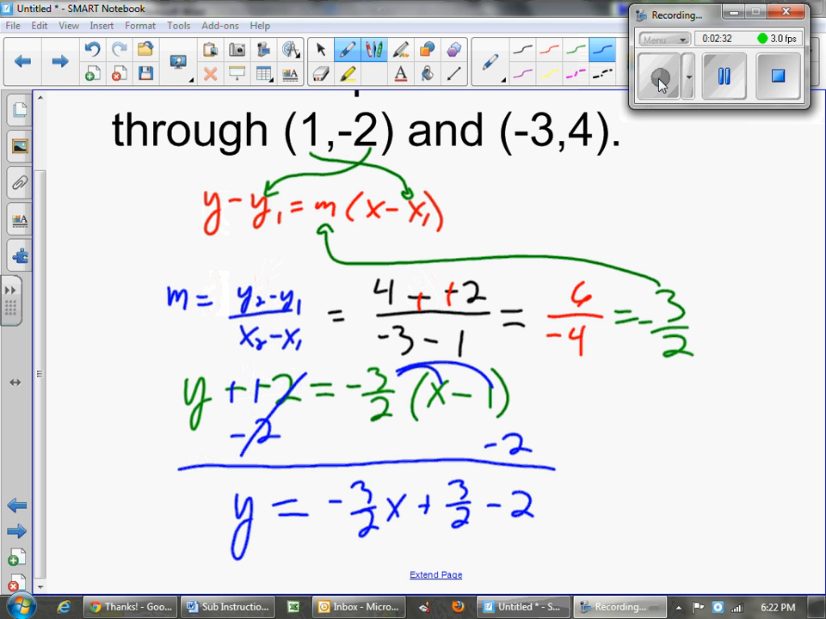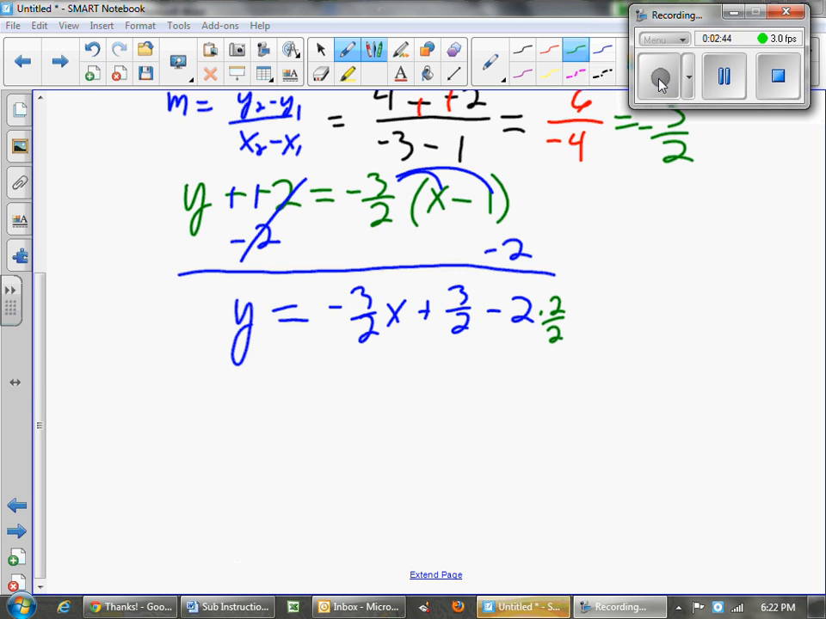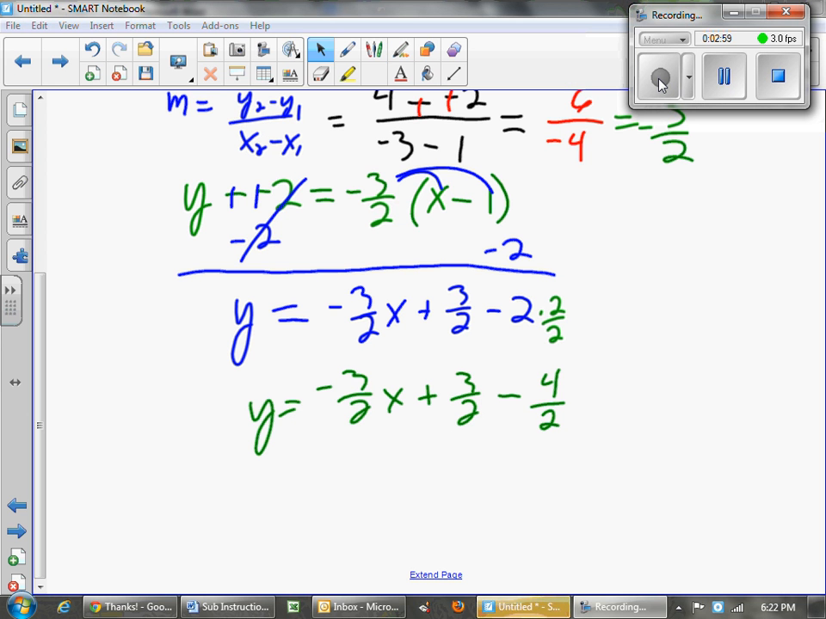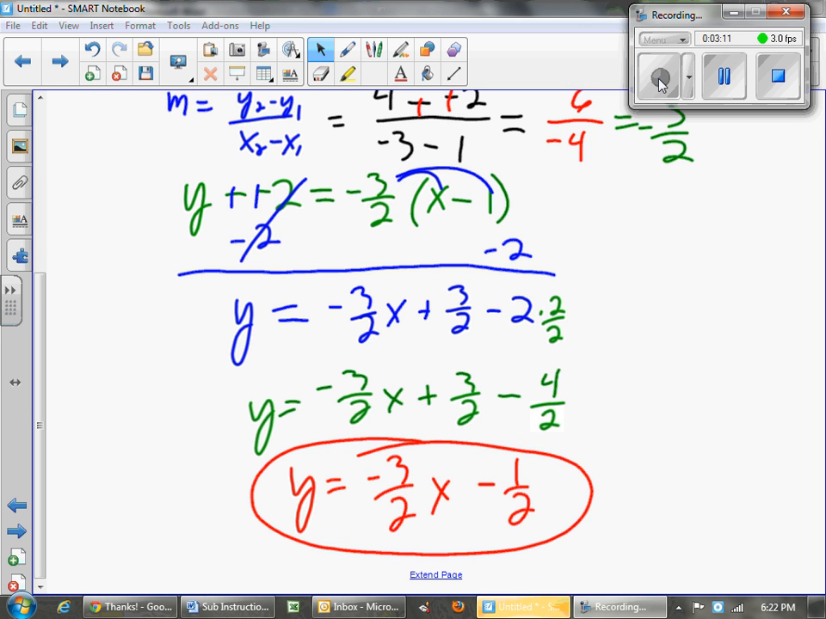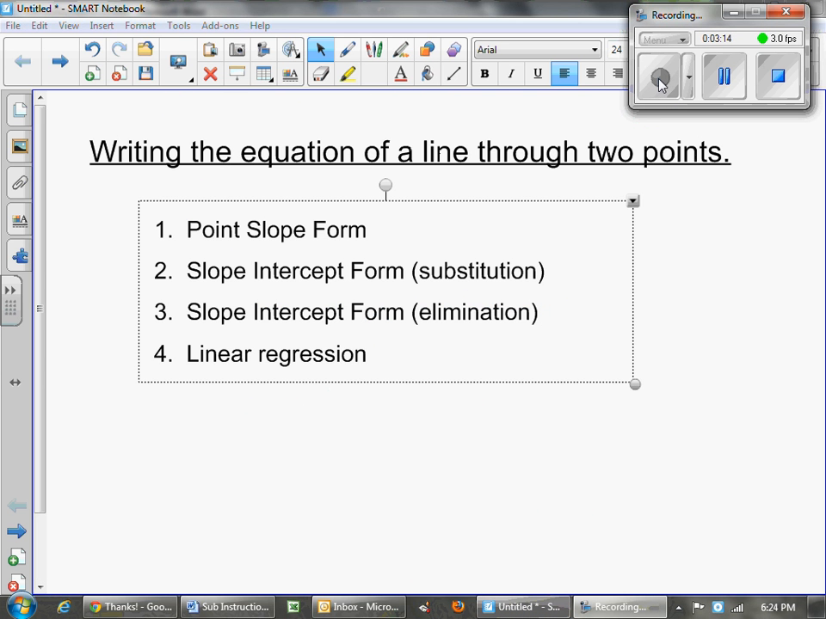So if you simplify that down, I'll do this in fraction mode, because I don't think it hurts us to review our fractions. I need a common denominator, so I'm going to have -3/2 x plus 3/2 minus 4/2. So that winds up simplifying down to y equals -3/2 x minus 1/2. And that's the equation of your line. So that was using point slope form.